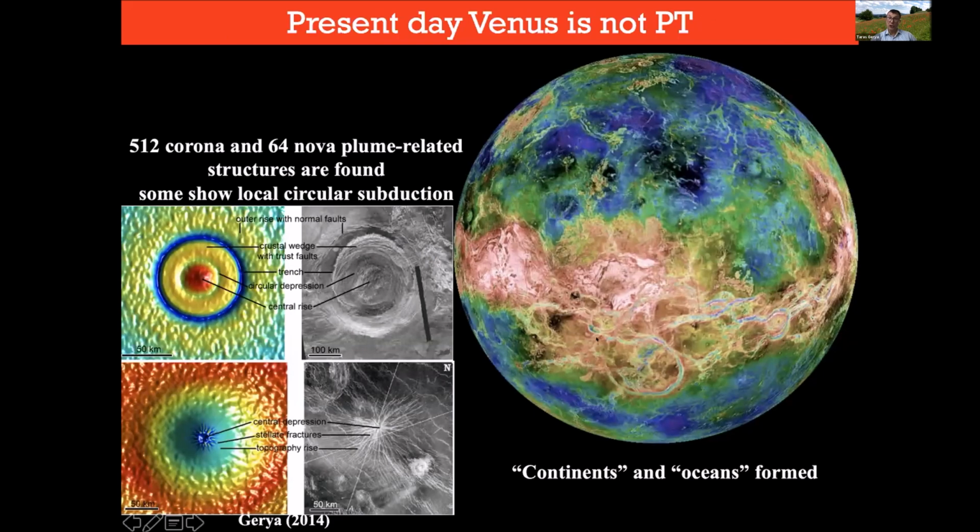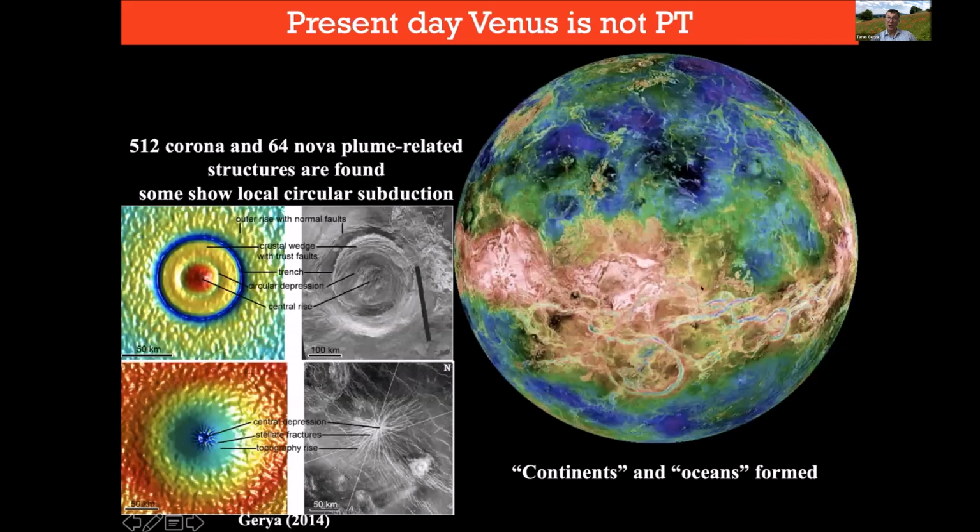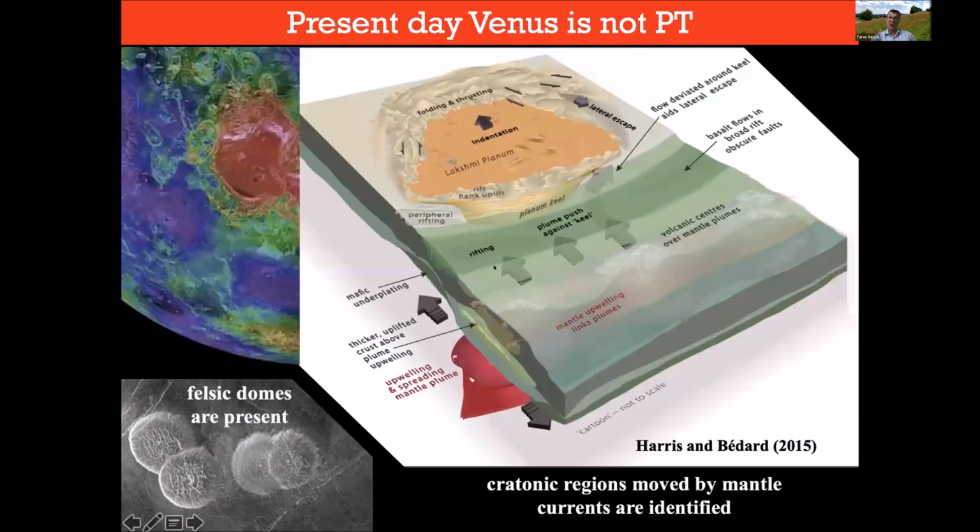Some of the Venus corona structures are interpreted, on the basis of comparison with detailed models, as perhaps local circular subduction or a subduction-like process. It does not last for very long, but it develops, and then we have subduction. Moreover, we see continental-like domains with thick crust and high topography, and oceanic-like domains with thin crust and low topography. Some of these domains are set in motion, as for example shown in the Harris and Bédard paper, 2015, for Lakshmi Planum. There are some felsic domes which are likely evidence for continental-like crust. But this is all in a completely non-plate-tectonic framework.